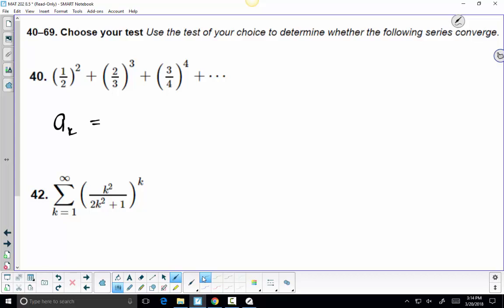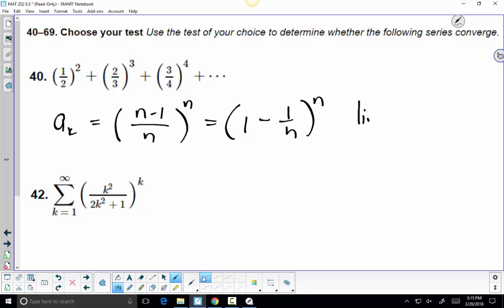Close. Is this n right here? The n is actually the denominator, right? So n minus 1 over n raised to the n. These two are matching. So this would be the form. So we could write this as 1 minus 1 over n, to the n.